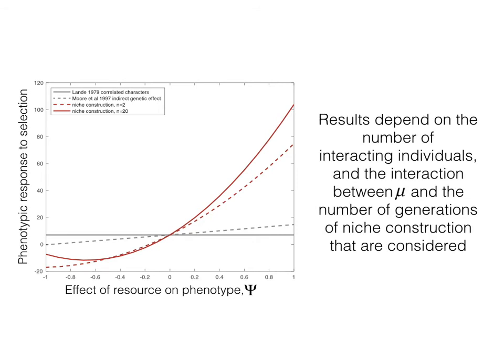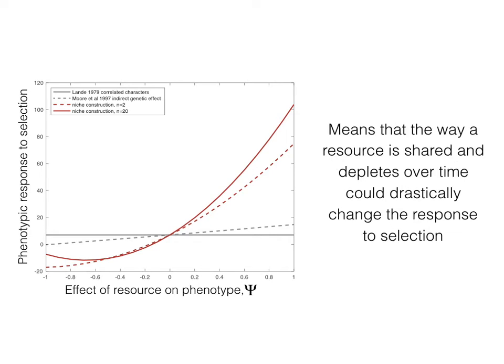But these results do depend critically on the number of interacting individuals. This is a neighborhood of 5, as I mentioned, but you can change the size of that neighborhood, and it changes the size of the effect quite substantially. And the interaction between mu and the number of generations of niche construction that are considered. What this really means, biologically, is that the way in which a resource is shared, the way in which a resource depletes over time, can drastically change the response to selection of a niche constructed trait.